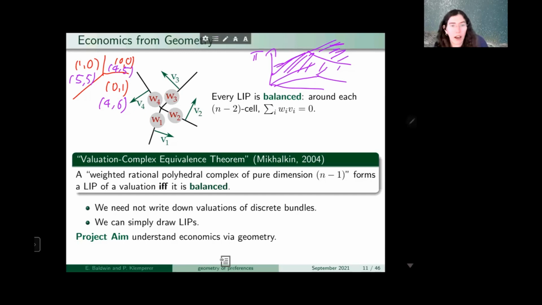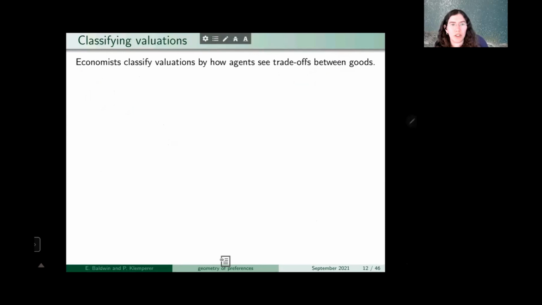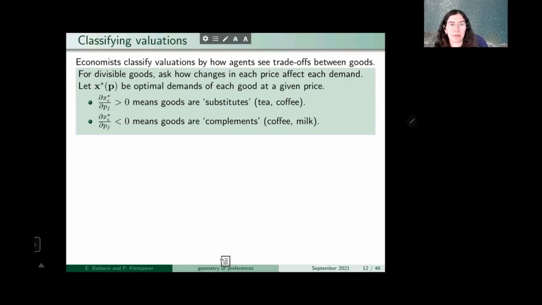So moving on to classifying valuations using these tools then. Economists classify valuations often by how agents see trade-offs between goods. And in case there are any mathematicians in the audience, as there sometimes are, who haven't seen these things before, we talk about substitutes when we talk about something like tea and coffee, where if I increase the price of tea, that might mean that I demand more coffee.